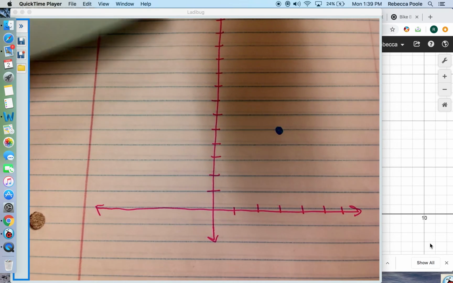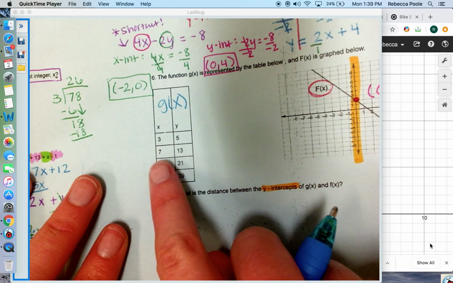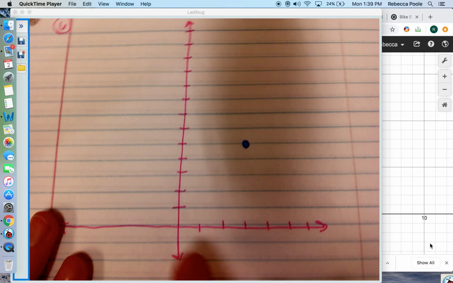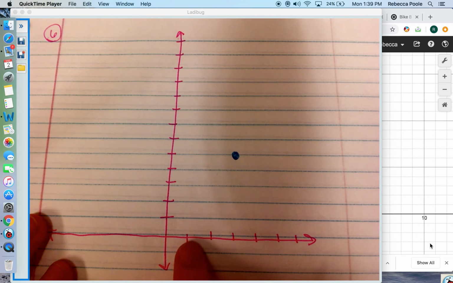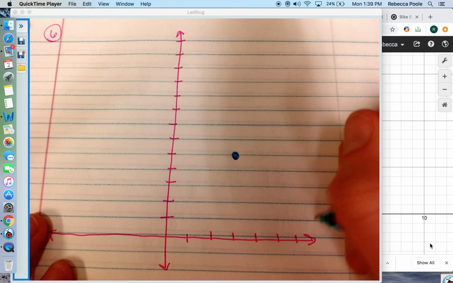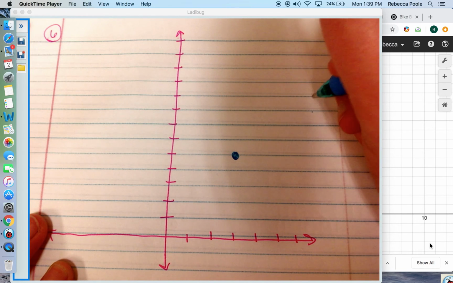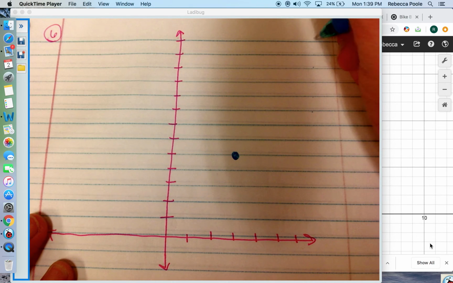And then the second ordered pair they gave me in this table was 7, 13. That means I start back at home base. I'm going to go over 7, 1, 2, 3, 4, 5, 6, 7, and up 1, 2, 3, 4, 5, 6, 7, 8, 9, 10, 11, 12, 13. So right here at the top of my graph.